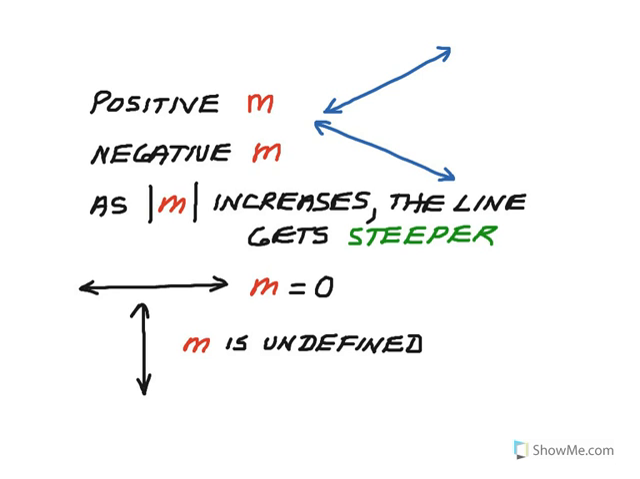Remember that as the magnitude of the slope increases, so it's greater than 1, its absolute value is increasing, or it's a negative value, but as its absolute value is greater, the line gets steeper. As the absolute value of the slope gets smaller, it's a fractional amount, the line gets flatter. Remember that a horizontal line has a slope of 0, and that a vertical line has a slope that is undefined.